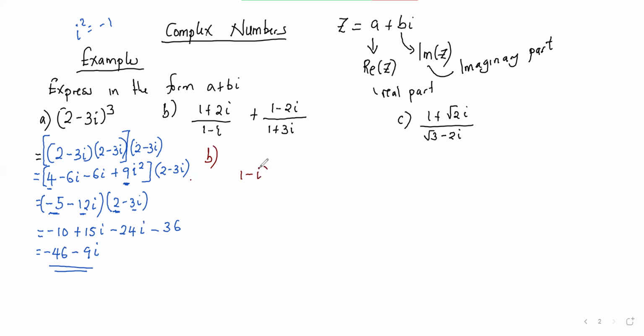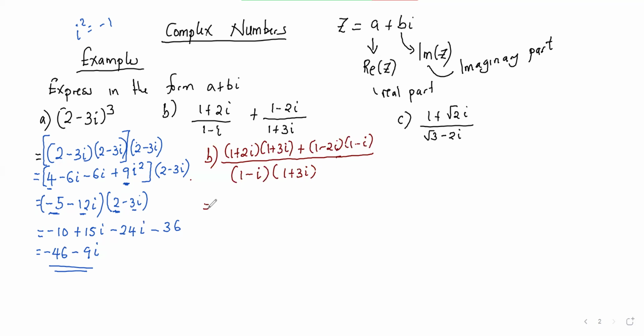1 minus i multiplied by 1 plus 3i, because to multiply is easier than to conjugate twice. So we have 1 plus 2i multiplied by 1 plus 3i. What's happening there? Those are fractions. Then 1 minus 2i multiplied by 1 minus i.